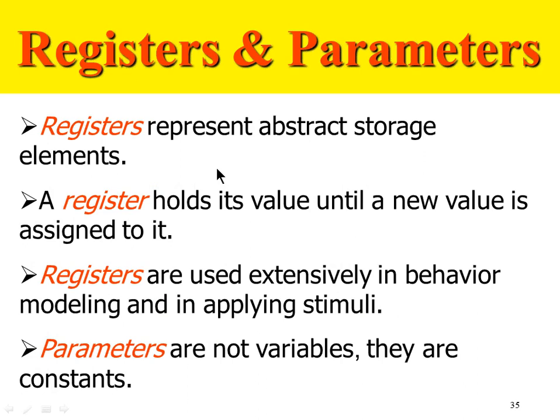Second data type is called registers. Registers represent an abstract storage element. It will hold a value until a new value is assigned to it. Registers are used extensively in behavioral modeling and applying stimuli. So a register is something where you typically have a requirement to store a value for some time, and then later on, based on certain input requirements, the value might get updated. So where do I store it? I have to store it in a register declared by data type reg or register.